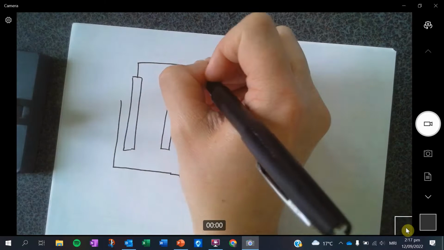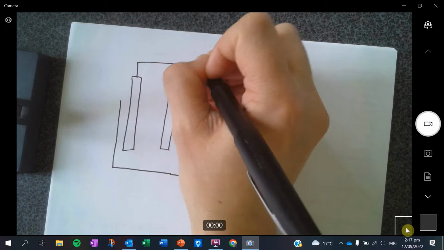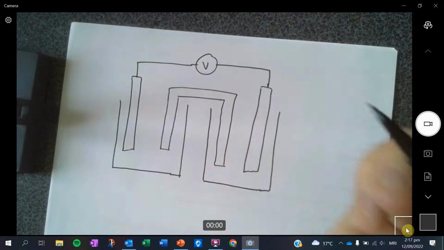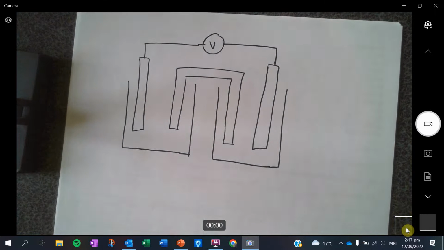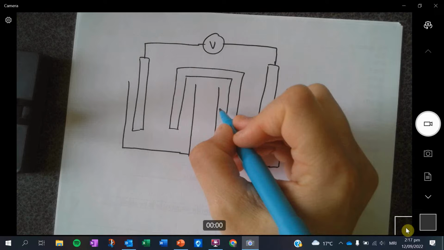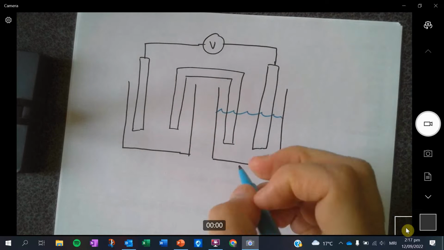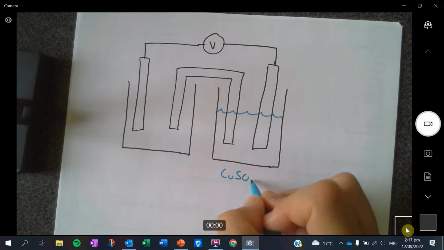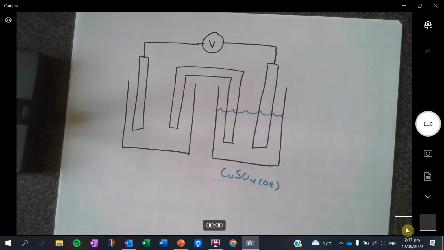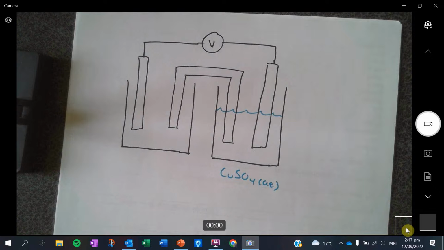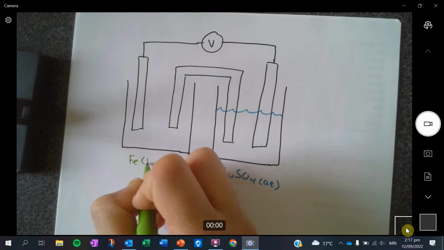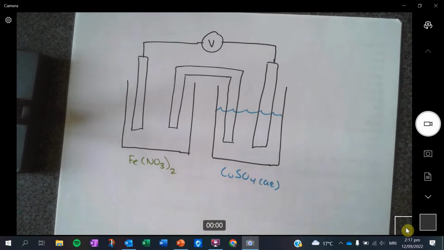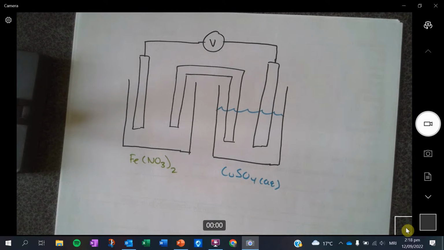And I'm doing the example that you should have hopefully done the other day. That's our little voltmeter. All right, and then we have some solutions. So I'm hoping you guys did the copper sulfate and the iron 2 nitrate example. So copper sulfate aqueous, and then the iron 2 nitrate. Does this ring a bell? No. Oh, both will be fine.